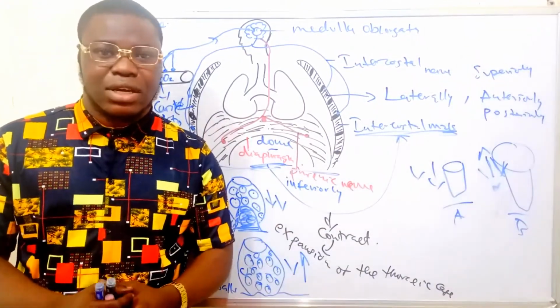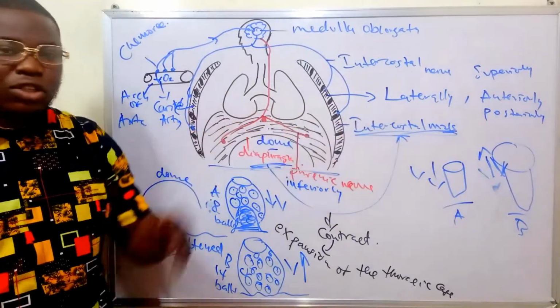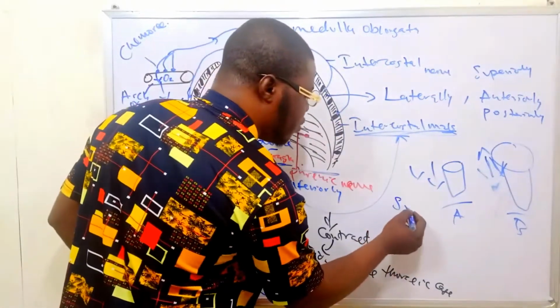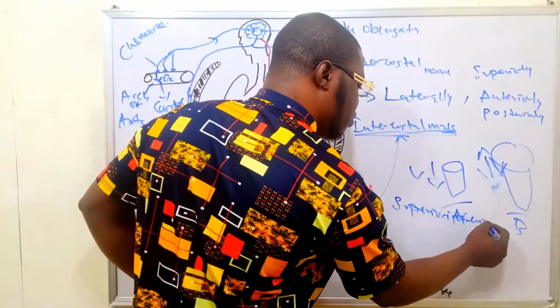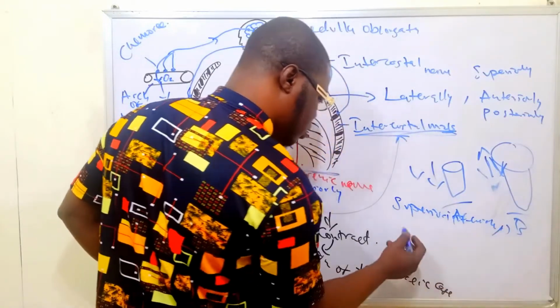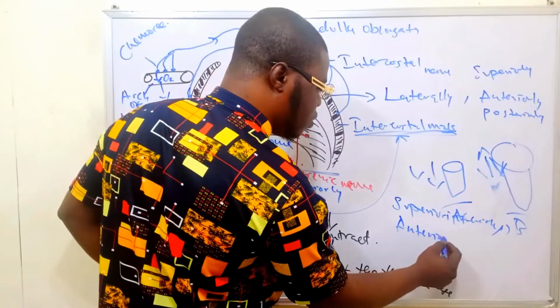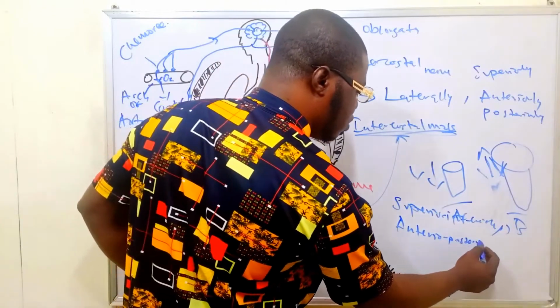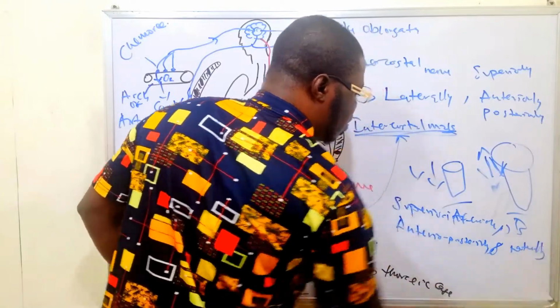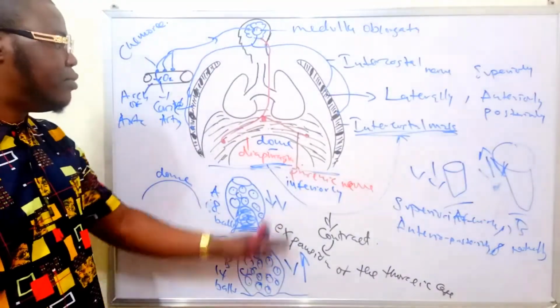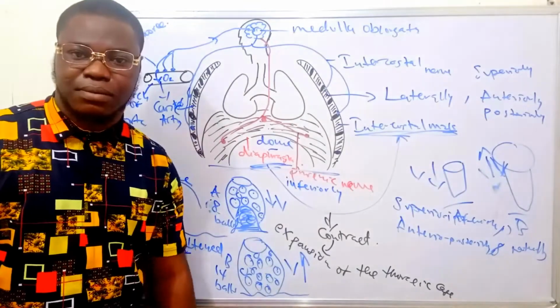As simple as that. If you want to group all these terms, you can say superiorly, inferiorly, anteriorly, posteriorly, and laterally. As simple as that. Which means the volume of the thoracic cage has increased.